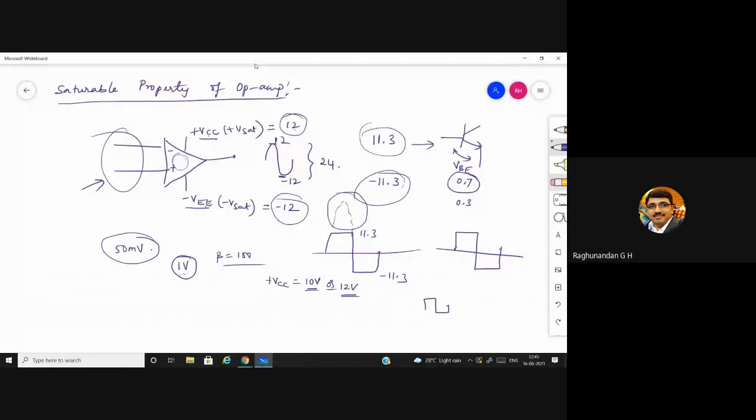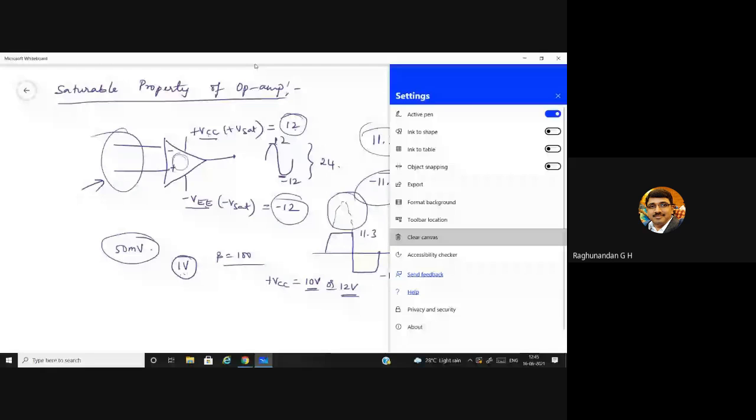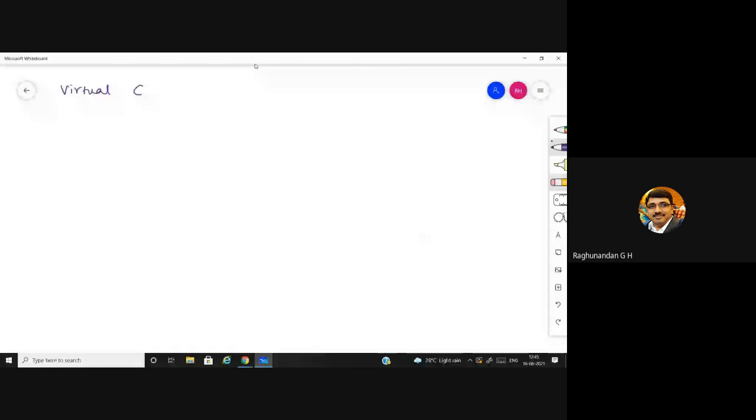After this, the next one is the virtual ground concept, or concept of virtual ground. So in the virtual ground concept, we'll just take an example of an inverting op amp.